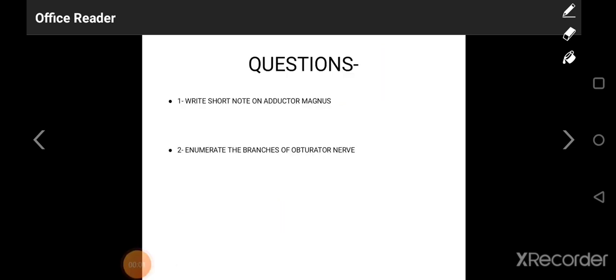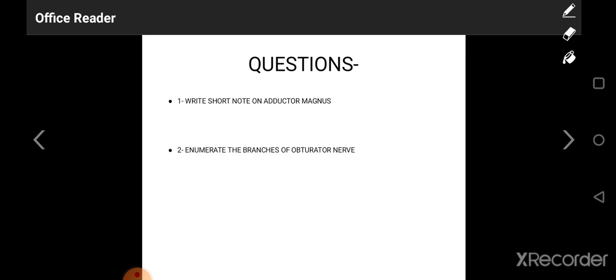Now the questions related to the muscles of the medial compartment of the thigh. First question is, write a short note on adductor magnus. In this question you have to write about the origin, insertion, nerve supply and action of this muscle and also draw its related diagram. And if you know any clinical anatomy regarding this muscle, mention that also.